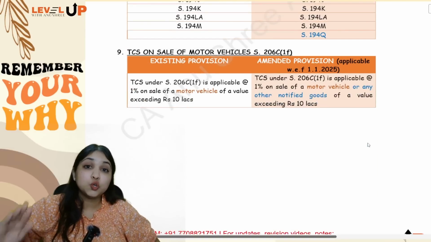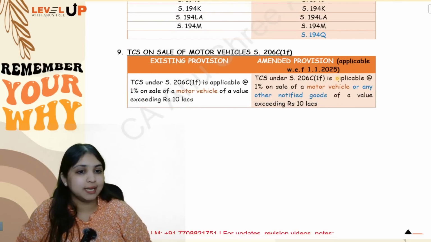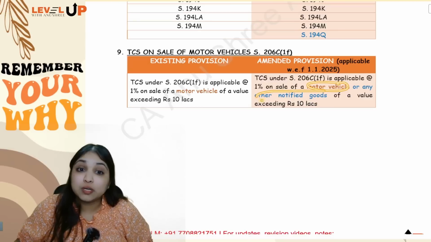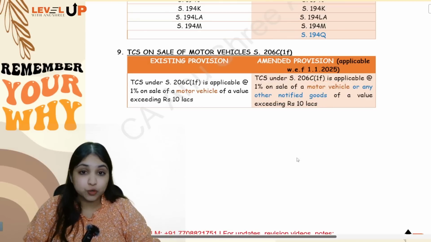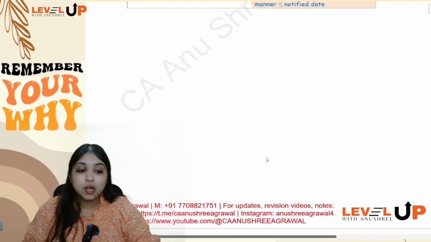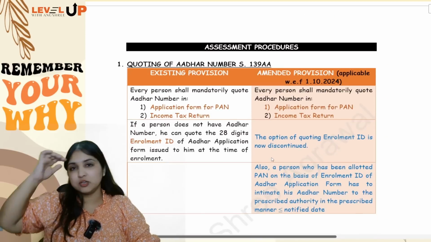And then we learned 206C(1F) scope has been widened. It will include not only motor vehicles now, it will include any other notified goods also, the sale value of which is more than 10 lakhs. Okay. Now coming to one last amendment, which is in your assessment procedures chapter.